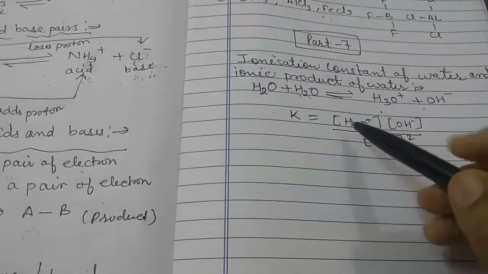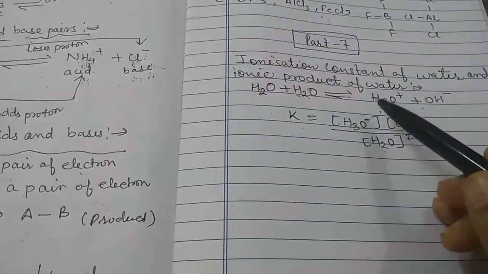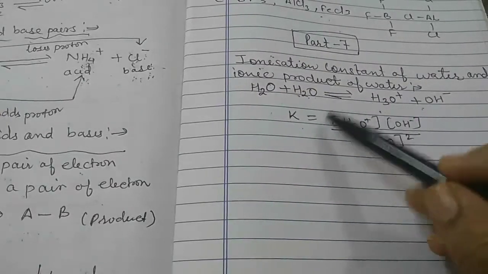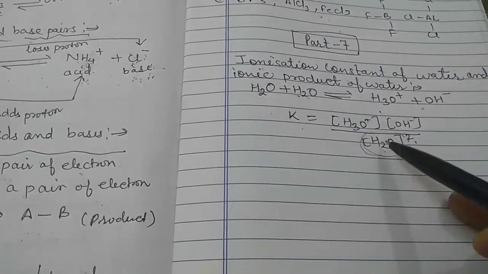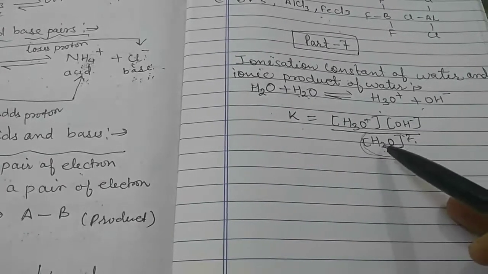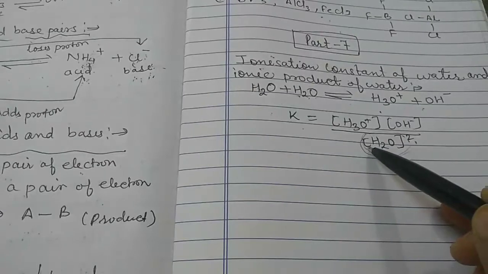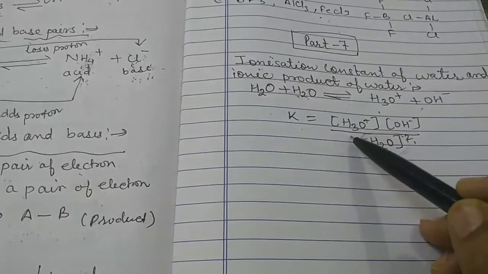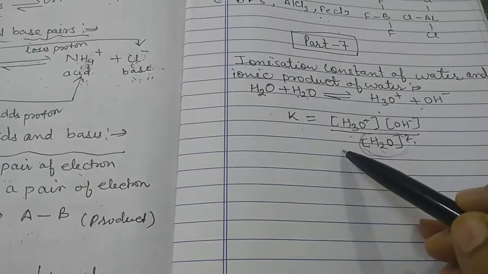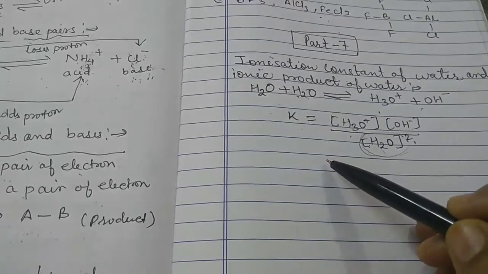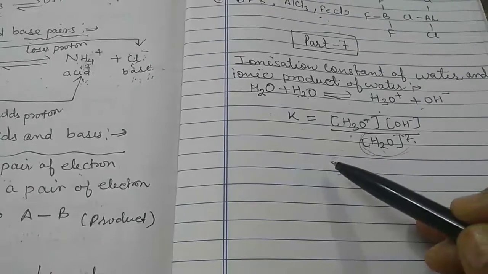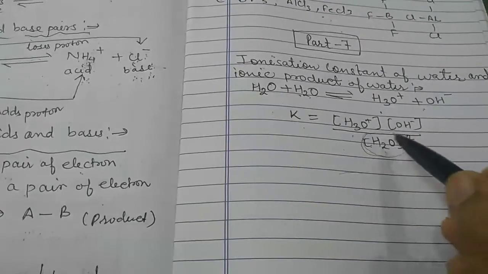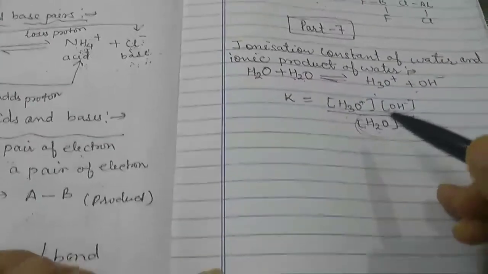The degree of dissociation of water is very small. So the concentration of the undissociated water may be practically considered as a constant. It means its concentration is considered as a constant.